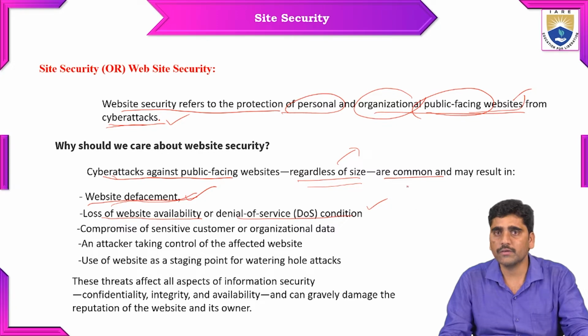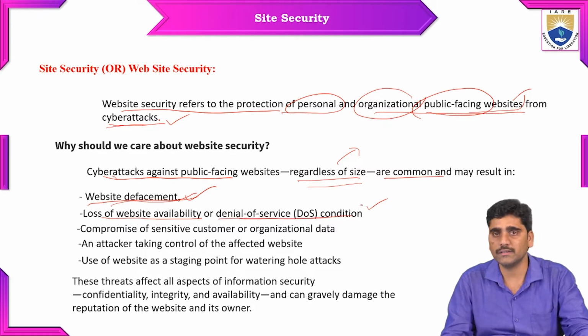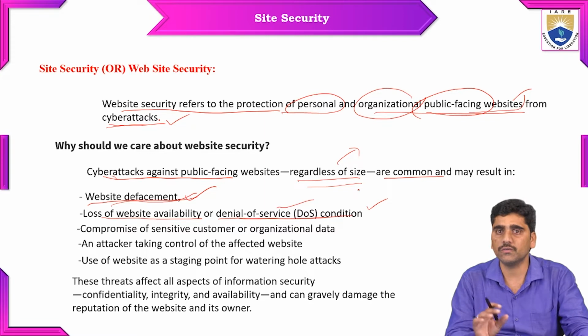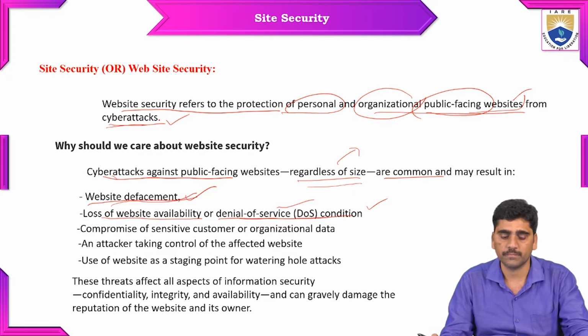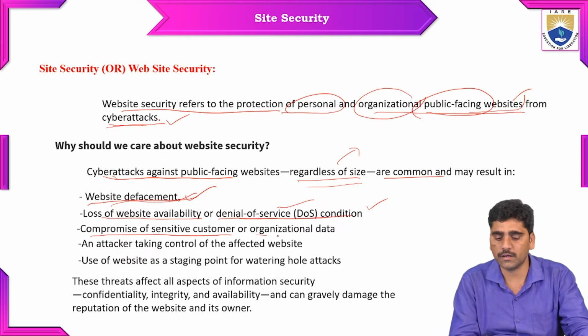Next, loss of website availability, or denial of service condition. We have to make sure our website is available to all users and that the website is serviceable. We do not want to be in a denial of service condition. To protect the website from denial of service conditions, we also maintain that the website is secure.